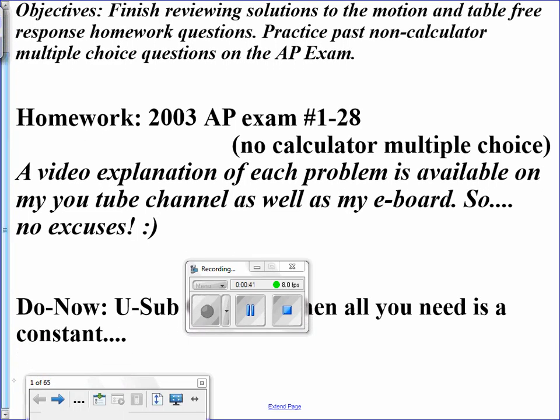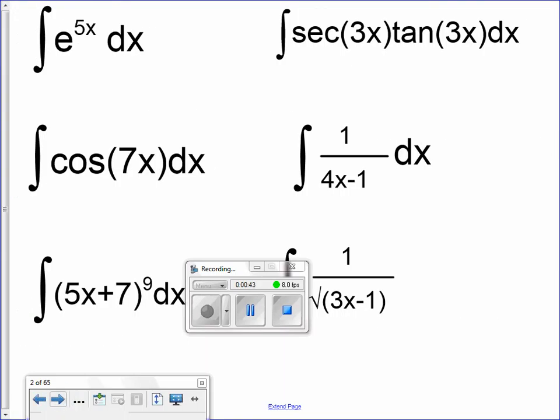All right, so I thought that for a little warm-up today, I call these U-sub quickies. I don't think maybe that was a good name for it. Well, here's the thing. You don't have to write it all out, u equals, du.